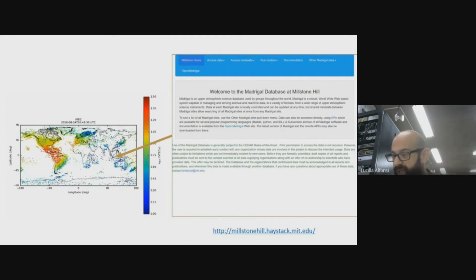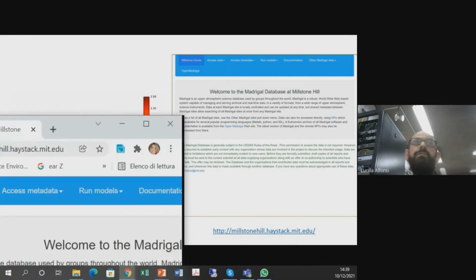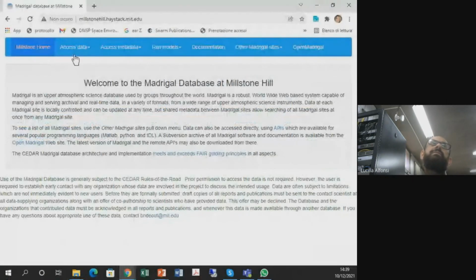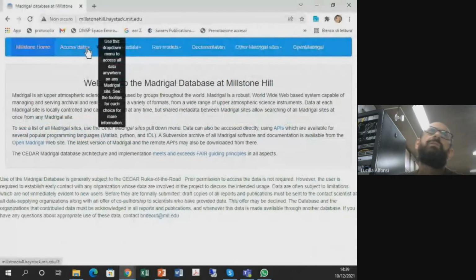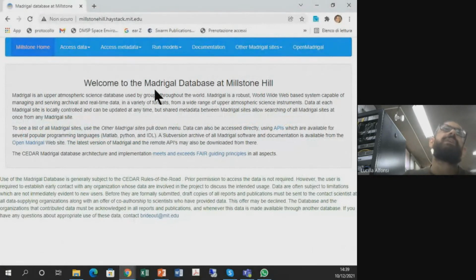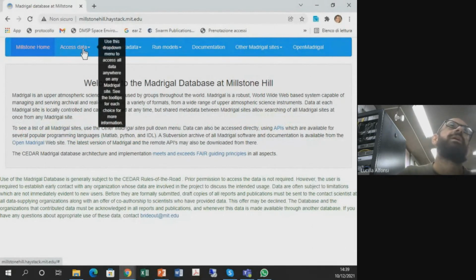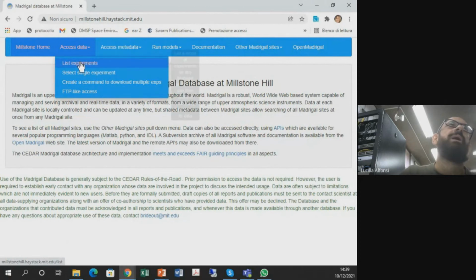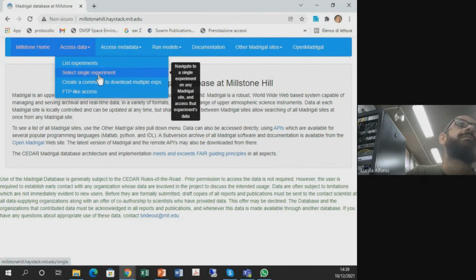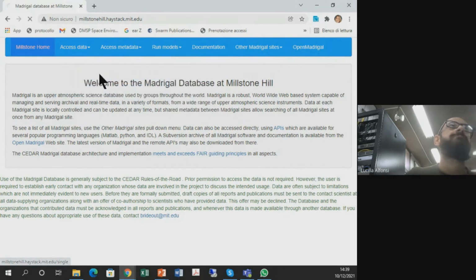So to use Madrigal, you have to spend some time to understand the functionality of the database. But basically, this is the homepage. You can access the data here by having a list of experiments included in the database or selecting a single experiment that is our choice.